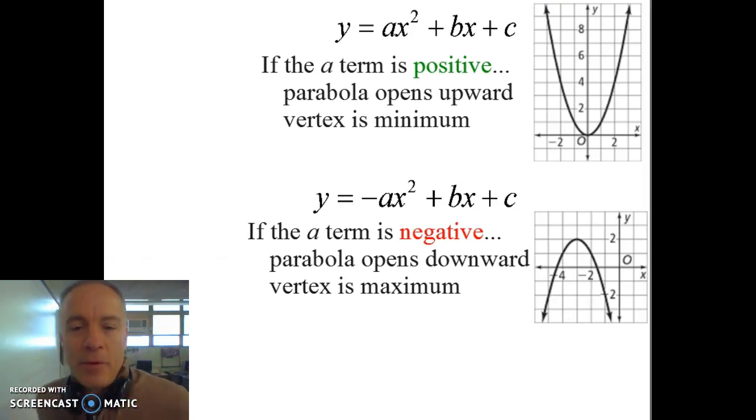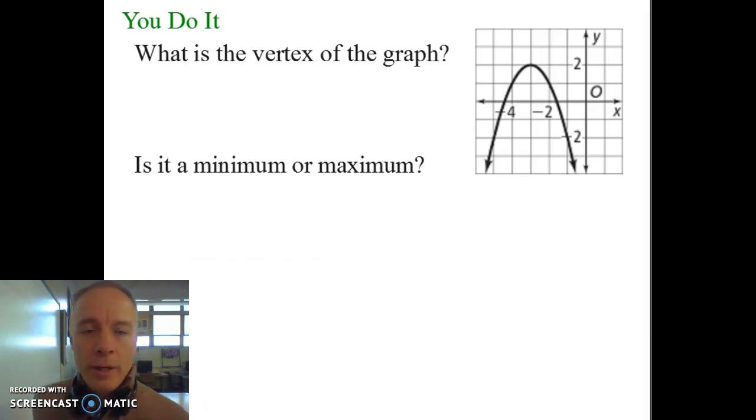If the a term of your quadratic equation is positive, then your parabola is going to open upward and the vertex is a minimum. If the a term is negative, then your parabola is going to open down and the vertex is a maximum. So you do it. Identify the vertex of the graph, and is it a minimum or a maximum? Pause the video and write down your answers.